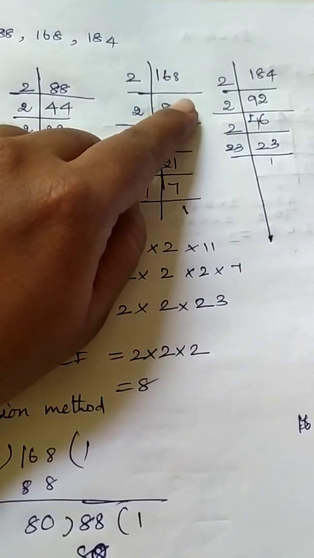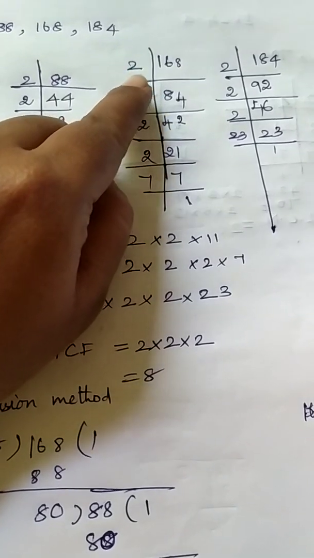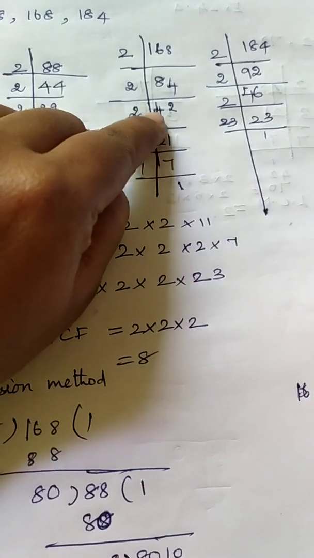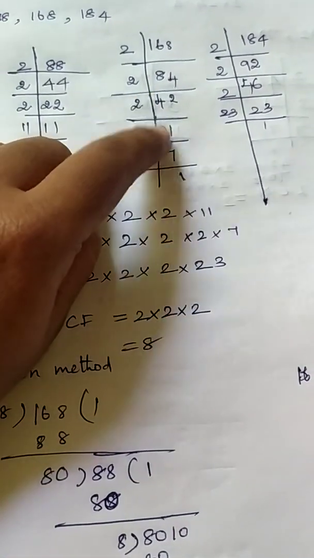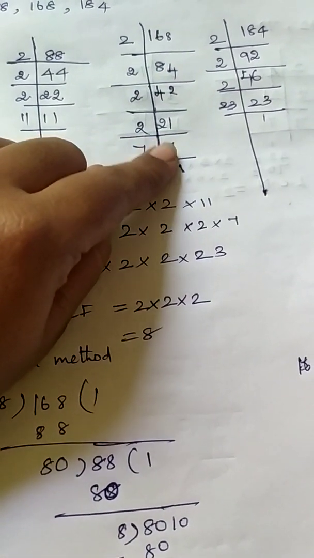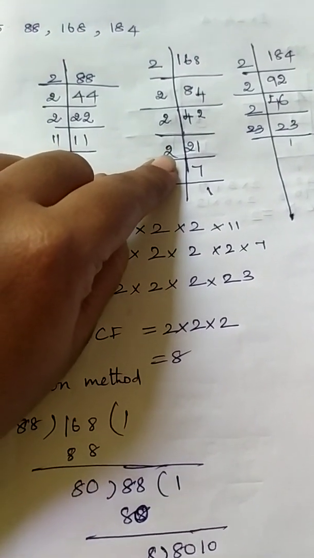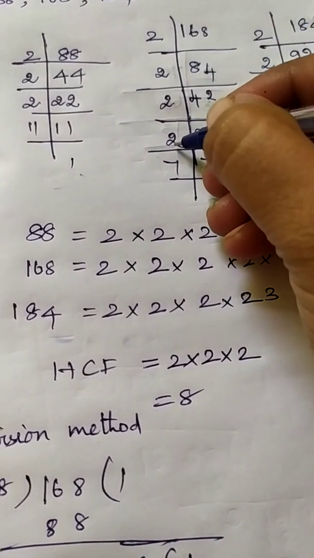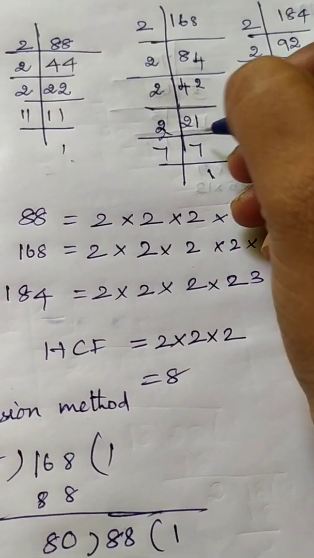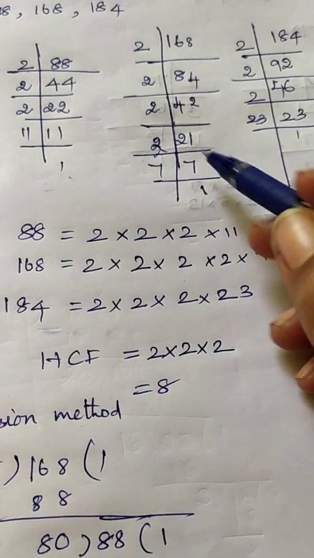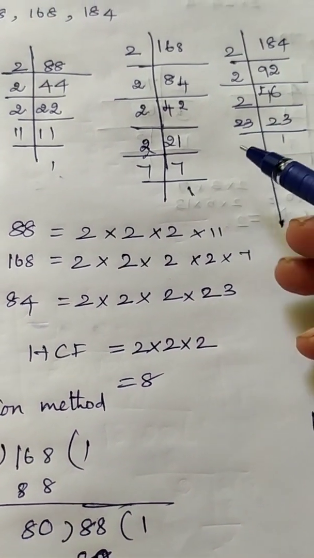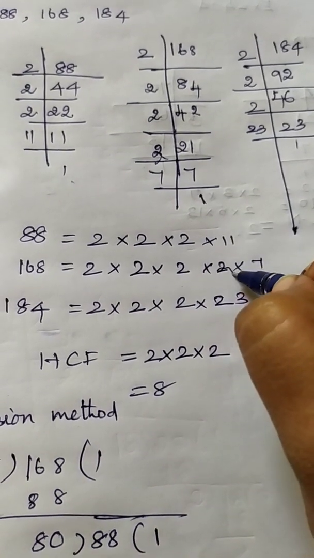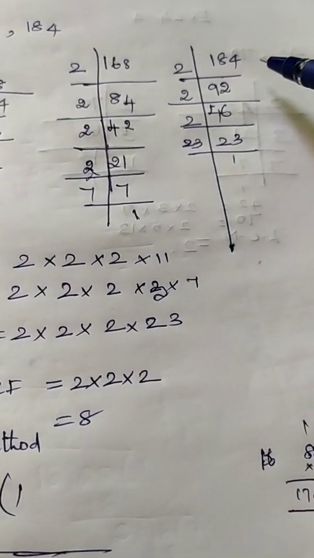Next, 168. The unit digit is 8, so we start with the smallest prime number 2. 8 2s are 16, 4 2s are 8, again the 2 table, 4 2s are 8, 2 2s are 4, 2 table, 2 2s are 4, 1 2 is 2, to 21. Now 21 comes in the 3 table. 7 3s are 21, again the 7 table one time. So your answer is 2 into 2 into 2 into 3 into 7.